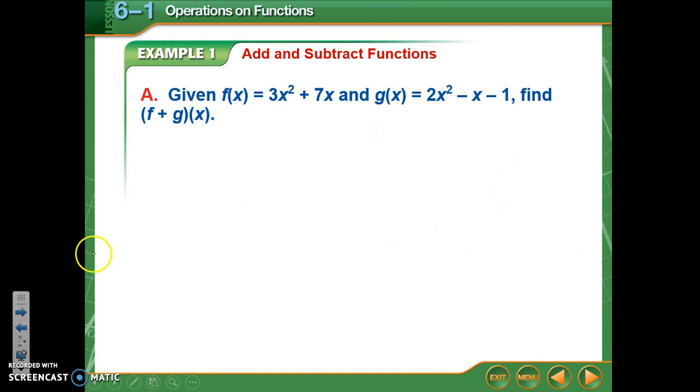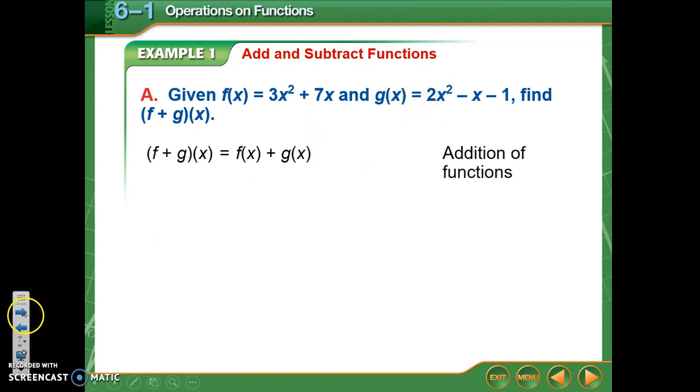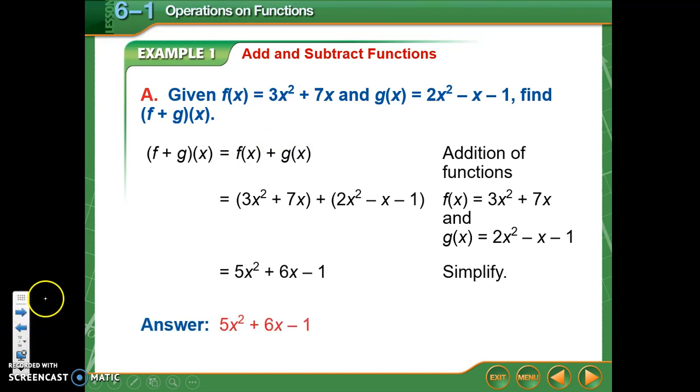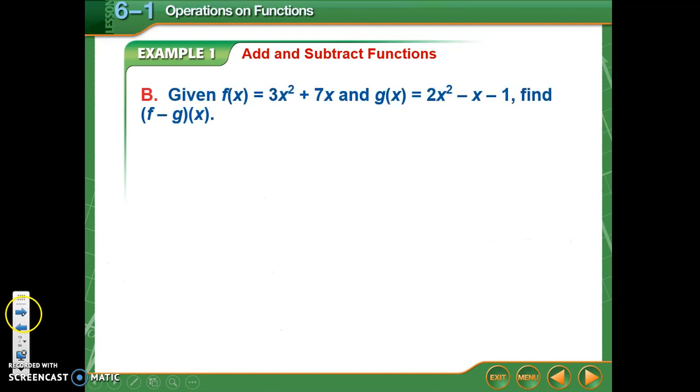So take a look at this example. Here I have f of x is 3x squared plus 7x. G of x is another quadratic equation, 2x squared minus x minus 1. So all I have to do to find f plus g of x is take my function f of x plus my function g of x and combine like terms. And so you end up with 5x squared plus 6x minus 1. Super straightforward.